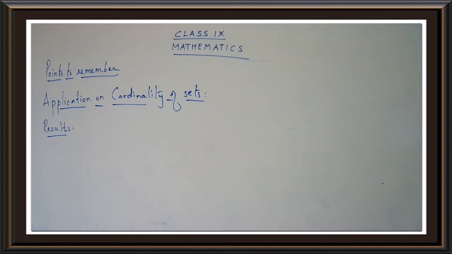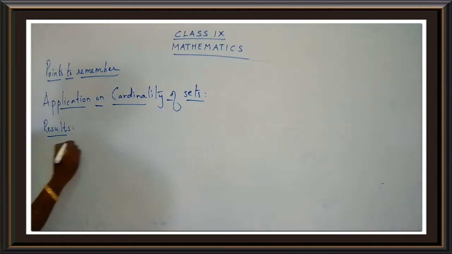I hope you are ready. You are taking down the points. Come on, take down the points, children. Do not waste your time. So let's write down the results. You have 4 results over there. Yes, can you see the 4 results, children? In page 29, under application on cardinality of sets, you have 4 results. So you are going to take down those 4 results.